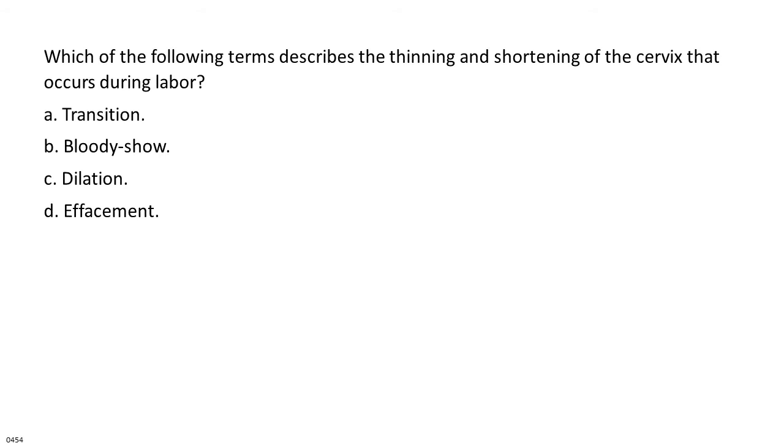Which of the following terms describes the thinning and shortening of the cervix that occurs during labor? A. Transition. B. Bloody show. C. Dilation. D. Effacement.